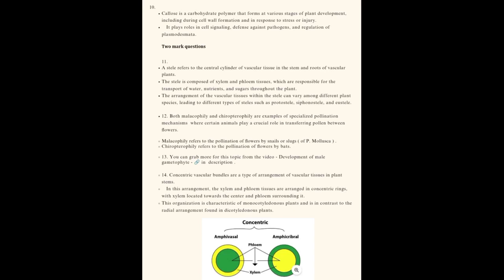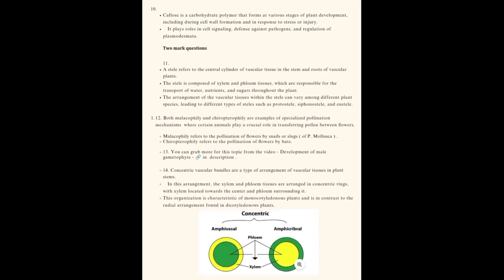12. Both melittophily and chiropterophily are examples of specialized pollination mechanisms where certain animals play a crucial role in transferring pollen between flowers. Malacophily refers to the pollination of flowers by snails or slugs of phylum Mollusca. Chiropterophily refers to the pollination of flowers by bats.